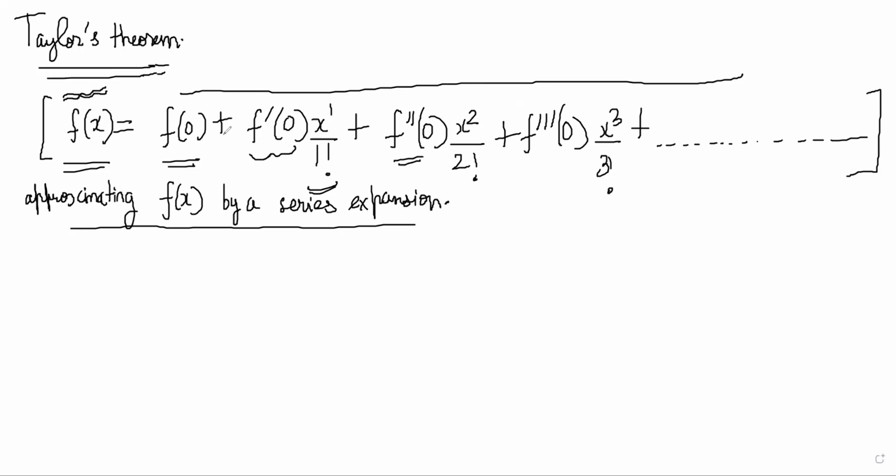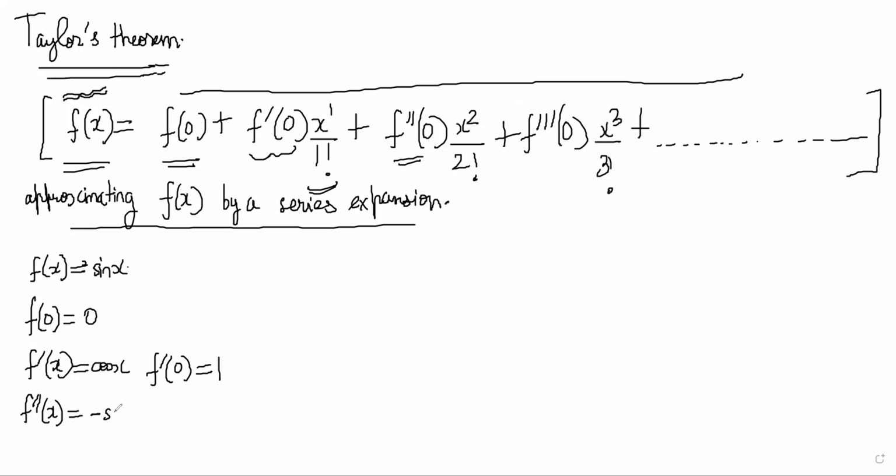Let's do some examples so that we understand how to write it. For example, if f x is sine x, what is my f of 0? It is 0. f dash x, the first derivative, is cos x, and f dash 0 is equal to 1. The double derivative is minus sine x, and f double dash 0 is 0. Then the triple derivative is minus cos x, and f triple dash 0 is minus 1, and so on.